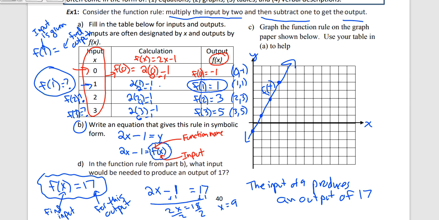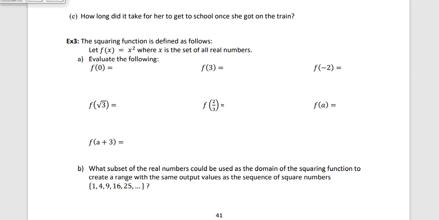Find the input for this output. Okay? So let's move on. I might jump around a little bit. I might not do every single question in this lesson. And you know that's how I teach anyway.